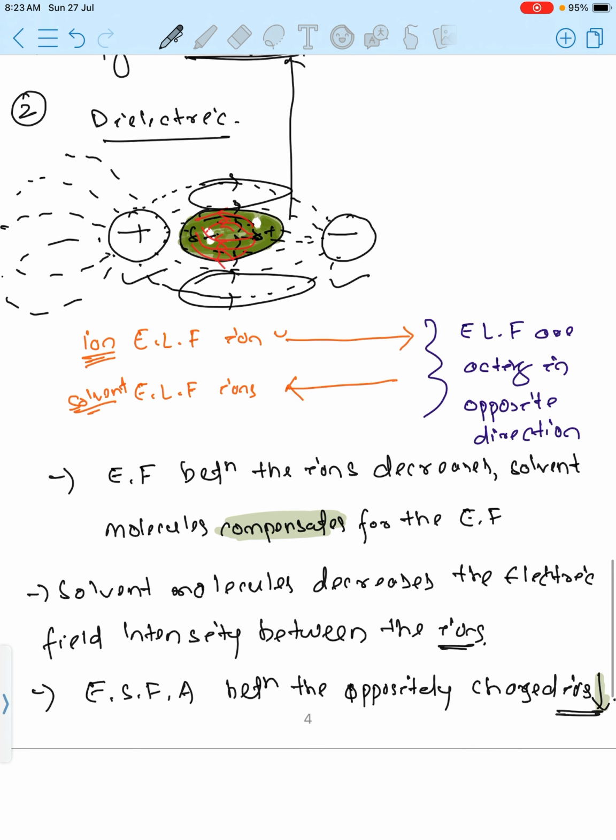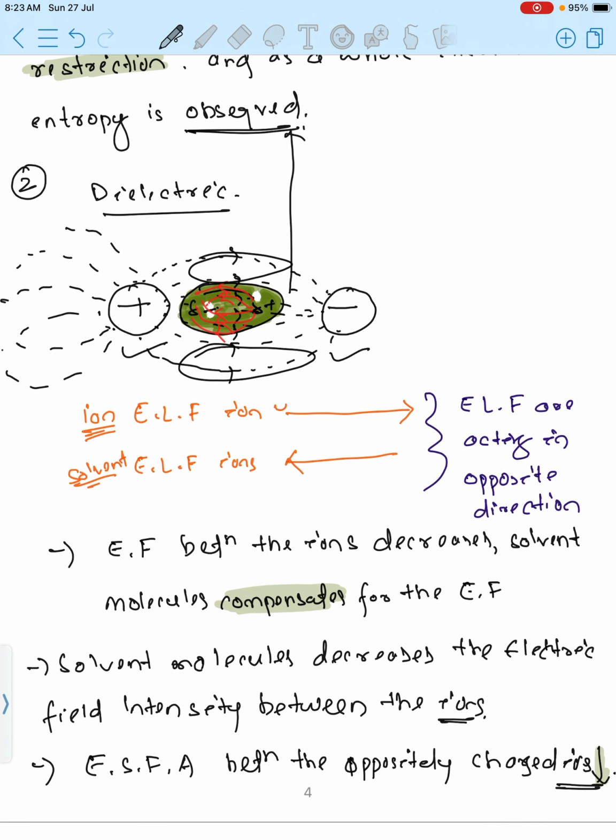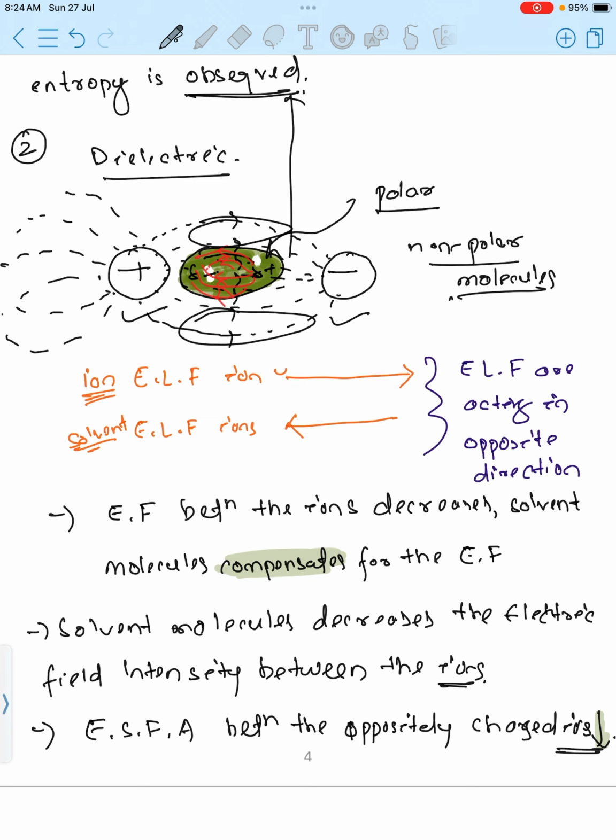So now, we have not taken any polar molecule; these are actually polar molecules. But if we take the non-polar molecules, what would happen? Actually, in the non-polar molecules, there is no charge separation. So when these non-polar molecules enter in between the cations and anions, at first there will be generation of the dipole due to the instantaneous dipole.